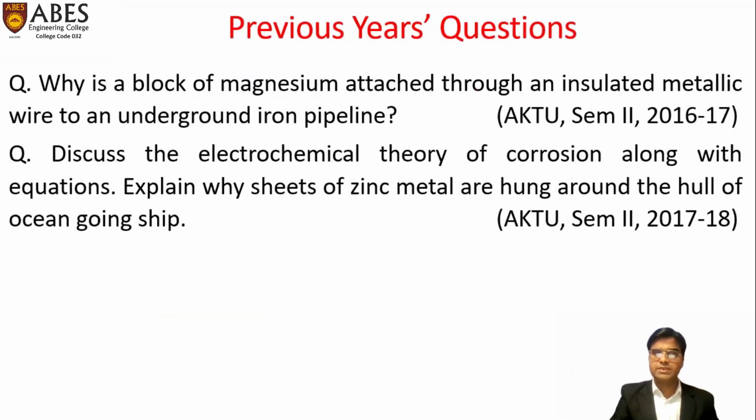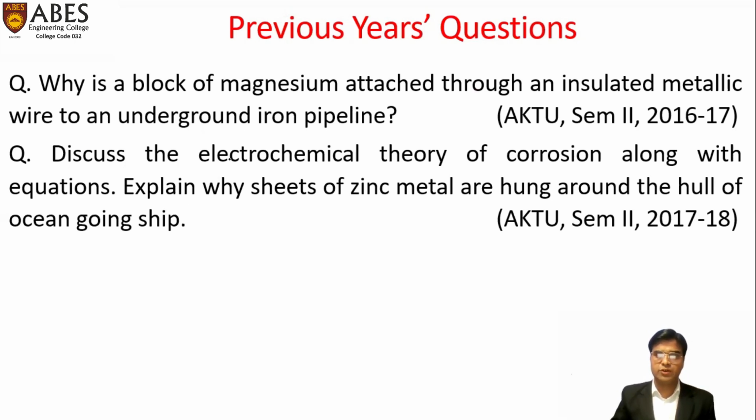Then the next question is, why is a block of magnesium attached through an insulated metallic wire to an underground pipeline? This is an example of sacrificial anodic protection. So we will explain the sacrificial anodic protection here. The next question is, discuss the electrochemical theory of corrosion along with equations. This part has been discussed in previous sessions during the discussion on mechanism of corrosion.